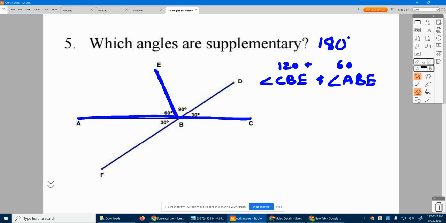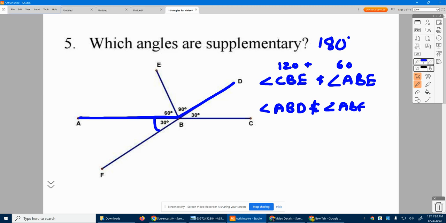Now, let's go ahead and erase these. Are there any others that happen to add up to 180? Well, I do notice, and there's quite a few here, but we're just going to do this. I see these right here, angle ABD, plus, let's see, that adds up to 150. 150 plus what? Well, let's do this 30 right here, angle ABF. So now technically we don't put a plus there, we say and. Those two guys are supplementary.